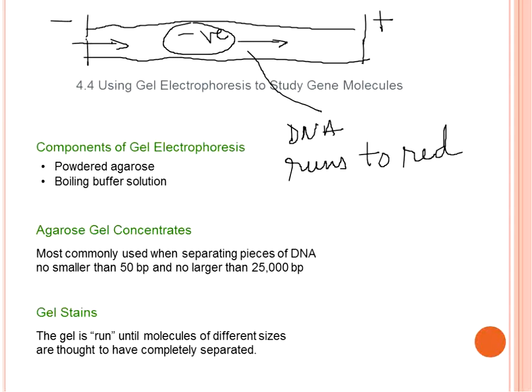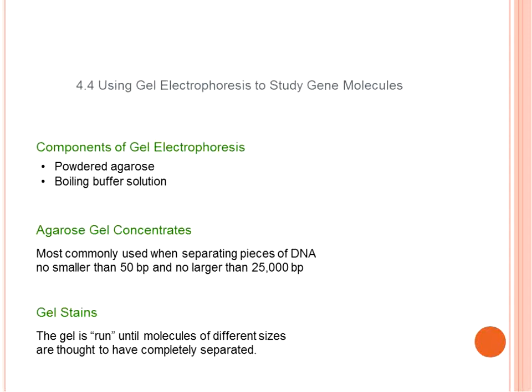So it's because you want the samples to be on the negative side, and then they will run towards the positive, and that's how you differentiate the different pieces of DNA. Okay, I'll show you some pictures soon that will make this clearer.